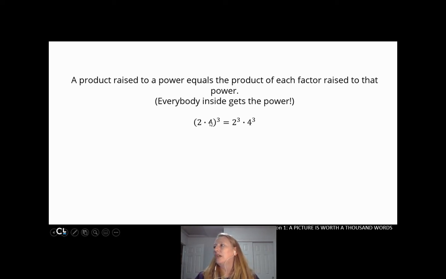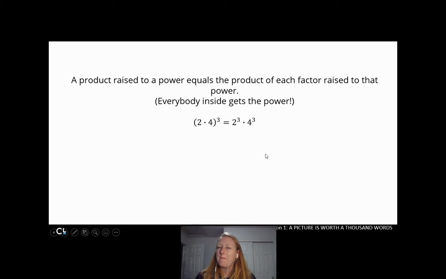I could do 2 times 4 and then give it a power of 3, but what I want you to see is that this can be broken up. That everybody inside, because this is a product, because they're being multiplied, this doesn't work with adding or subtracting, only works with multiplication and division. And that is that I can rewrite this as 2 to the third power times 4 to the third power. Now this only works if you're multiplying insides. It doesn't work for addition or subtraction, but it does mean you can kind of distribute the power. Everybody gets the power.